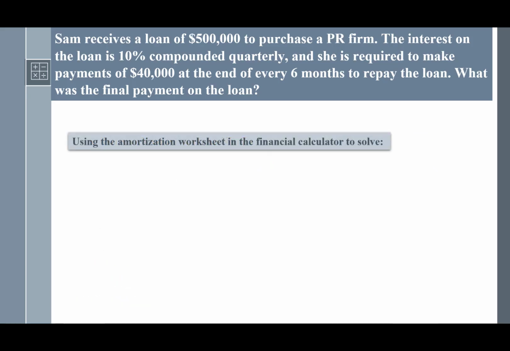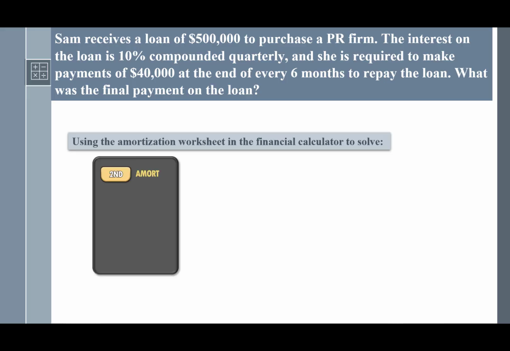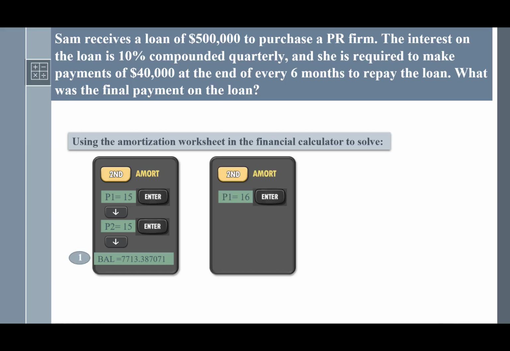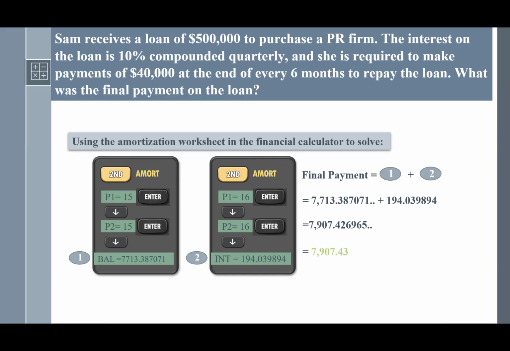So now we're going to go to the amortization worksheet and use the first method. Find the balance on the 15th payment, then find the interest on the 16th payment and add them. This would be the value of the last payment. You can see that he's not going to be making a 40,000 payment as the last payment. It's going to be just around 8,000. The reason is that N was 15.15, so it was a very short amount after the 15th payment. The bigger the decimal, the closer the payment will be to the 40,000.